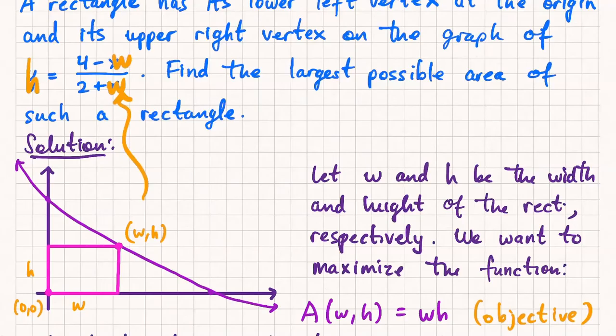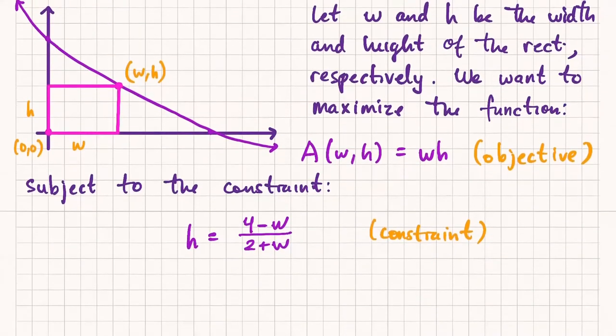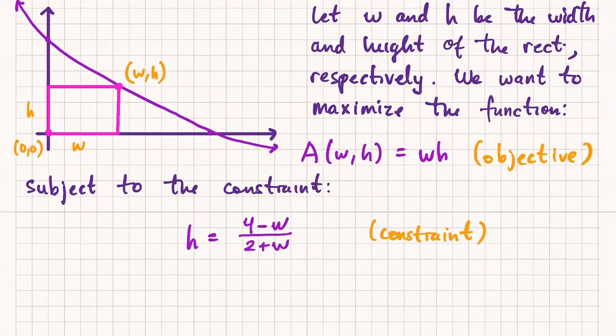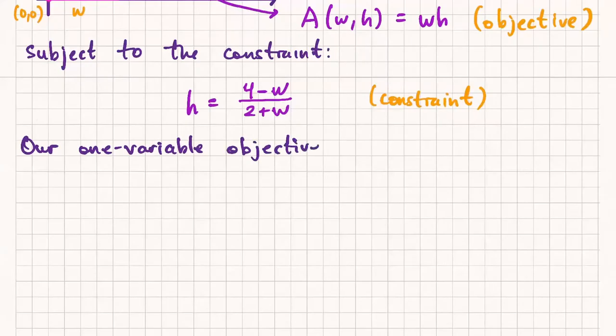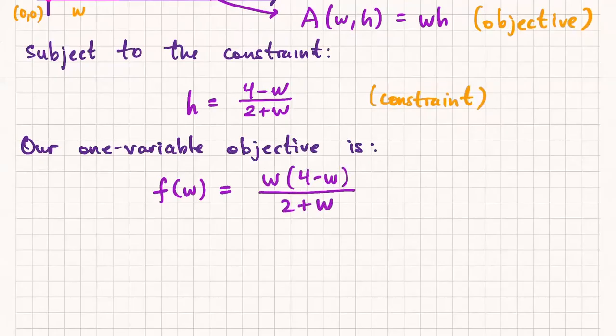Okay, so now I have my objective in two variables and I have my constraint, so I can use my constraint to write my objective in terms of one variable. That means I'm looking at a function of W, and it's W times H. So it's just going to be W times 4 minus W over 2 plus W. I just multiplied W and H. That's it.